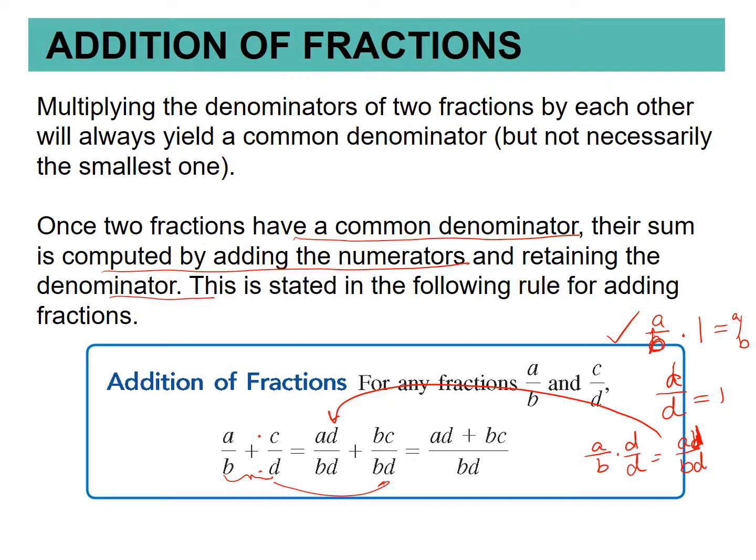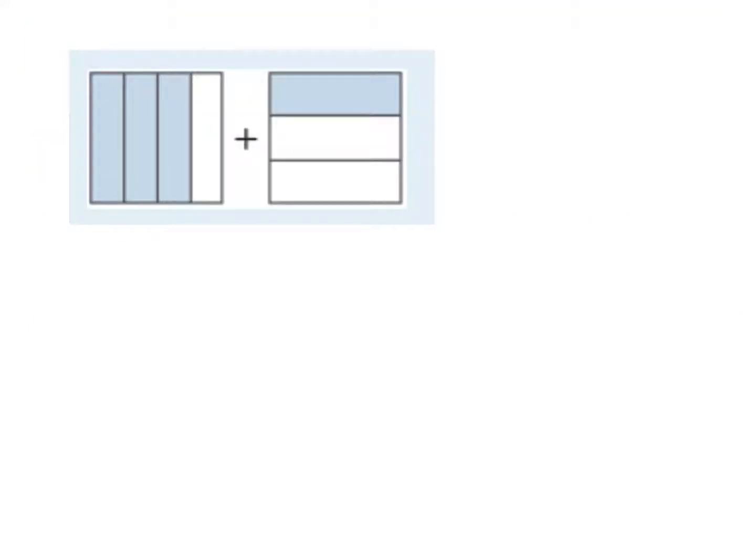Now if B and D are not relatively prime, meaning they have factors other than 1 in common, then you'll get a fraction at the end that may have to be reduced. And always reduce your fractions to lowest terms.